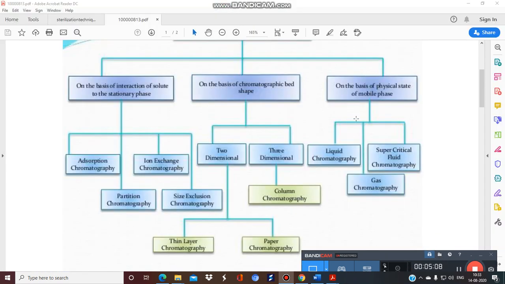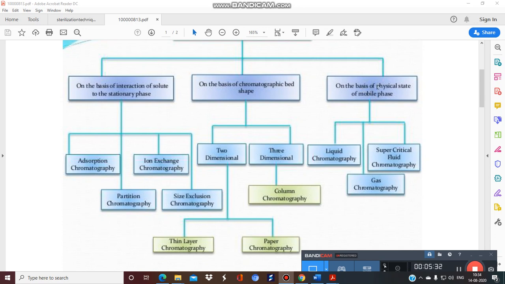Let's see another classification, on the basis of the physical state of the mobile phase. And I hope you remember what the mobile phase is, the one that moves. Suppose in the case of TLC, thin layer chromatography, what is the mobile phase? We use organic solvents like chloroform, ethyl acetate, ethanol, methanol. These all are the mobile phases in TLC.